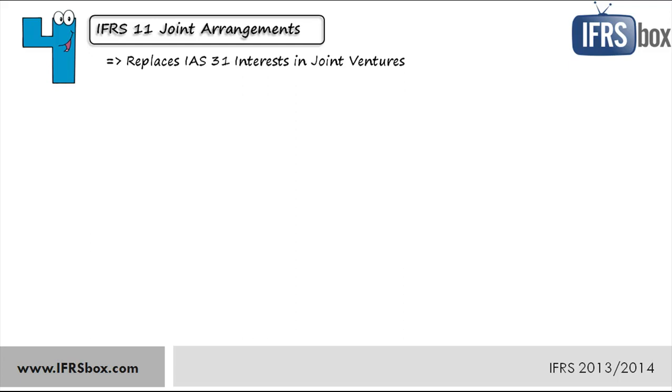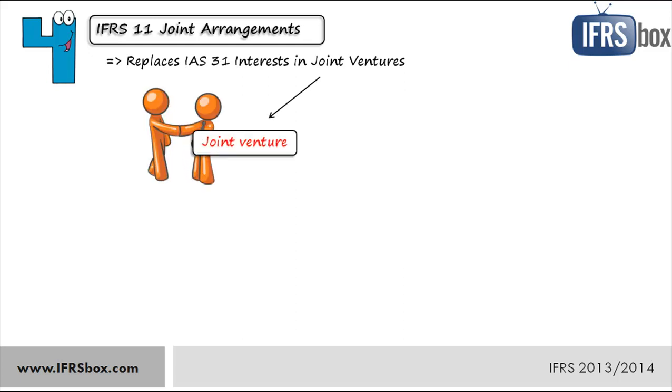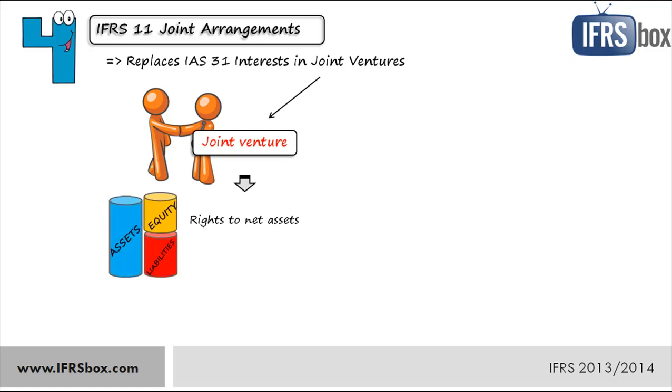IFRS 11 classifies joint arrangements into 2 categories only. The first one is joint venture. Here the parties that have joint control of the arrangement have rights to the net assets of the arrangement. So some separate vehicle is usually established. Joint venturer should account for its share in joint venture using the equity method.